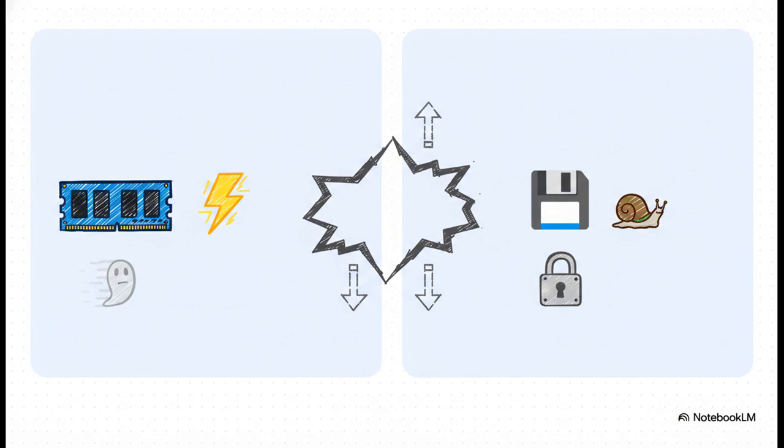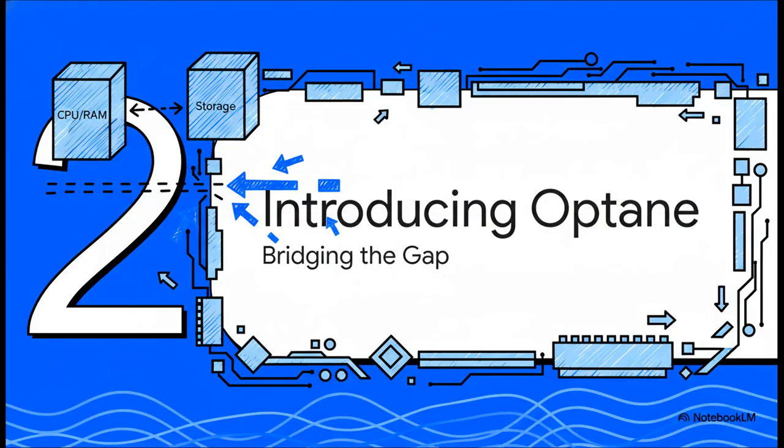On the left, we have DRAM. It's fast, but it is volatile. When you turn the power off, all data is lost. On the right, NAND SSDs. They are much slower than DRAM, but they are persistent. They retain data without power. This creates a significant bottleneck. The CPU, which operates at DRAM speeds, is often forced to wait for data to be retrieved from much slower, persistent NAND storage. So, the engineering question becomes, how do you bridge this gap?